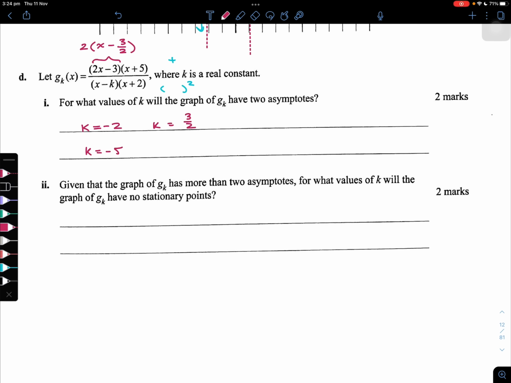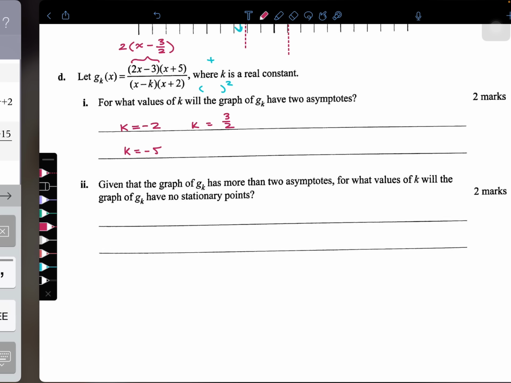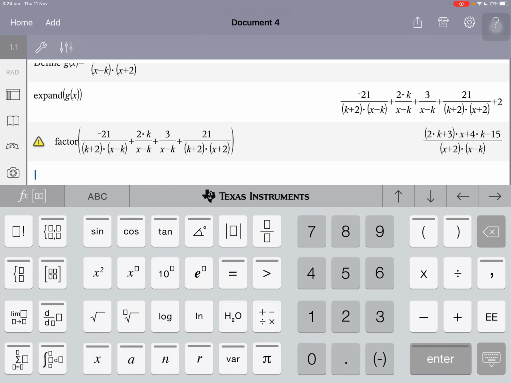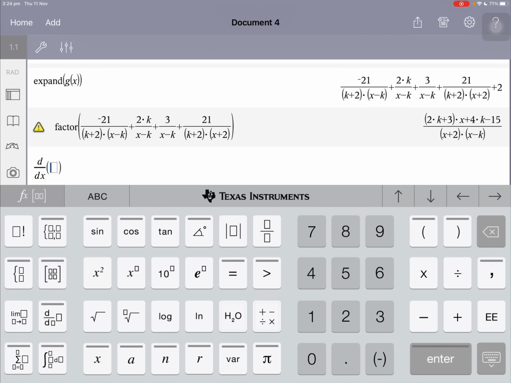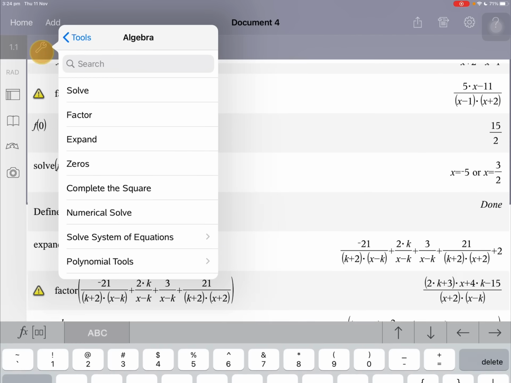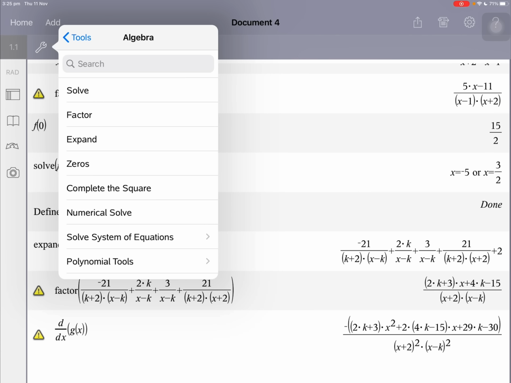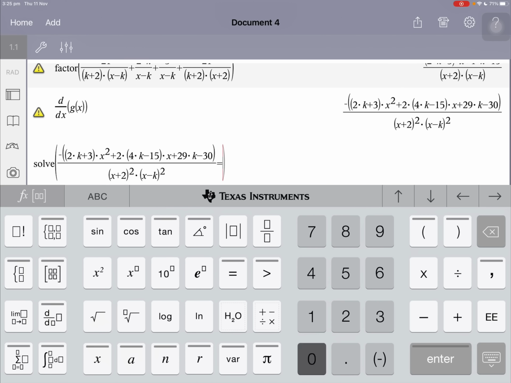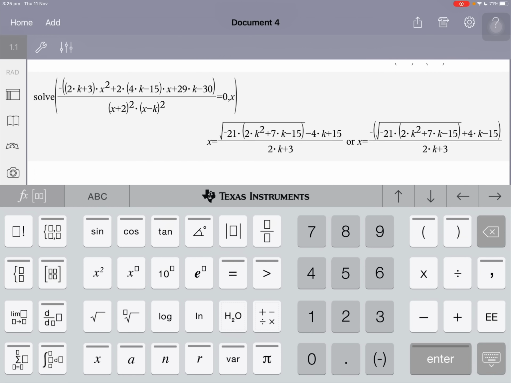Okay, given that the graph of g of k has more than 2 asymptotes, for what values of k will the graph of g of k have no stationary points? Okay, so what I would do here is, let's find the derivative of our g of x. Now for a stationary point, we need to solve the derivative equaling 0 for x. That's going to give us the x coordinates of where the stationary points happen.